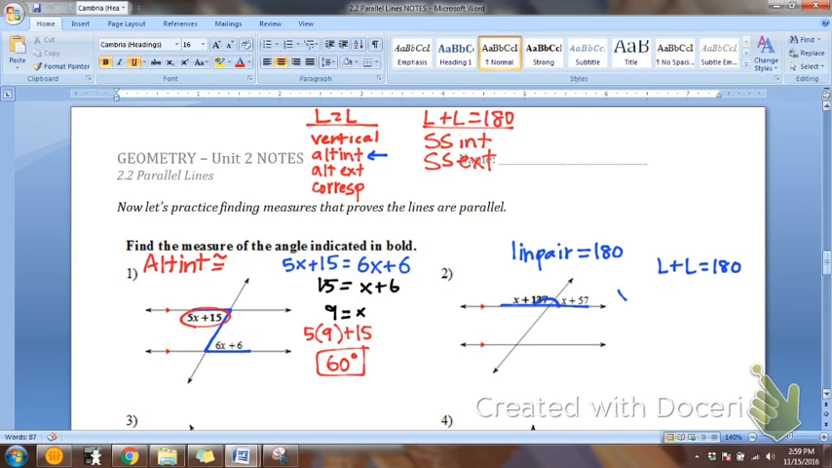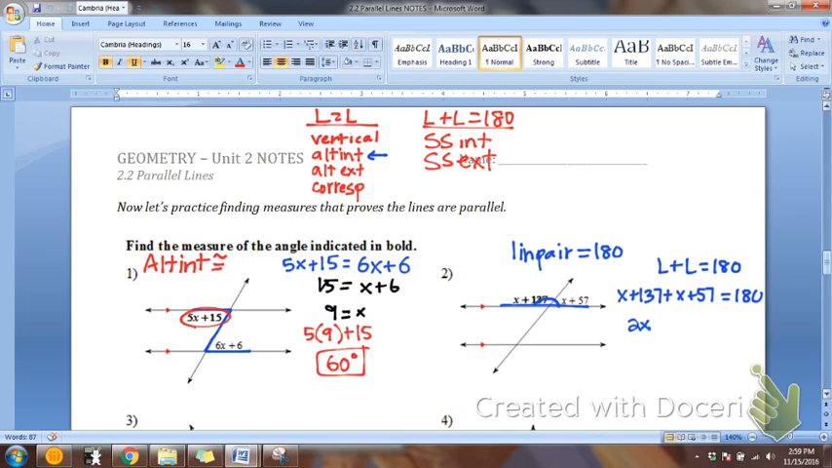So I have x plus 137 plus x plus 57 equals 180. You may use your calculators, that's fine. So we're going to add the two of them together to equal 180 degrees. So I'm adding these together. x plus x is 2x. What's 137 plus 57?